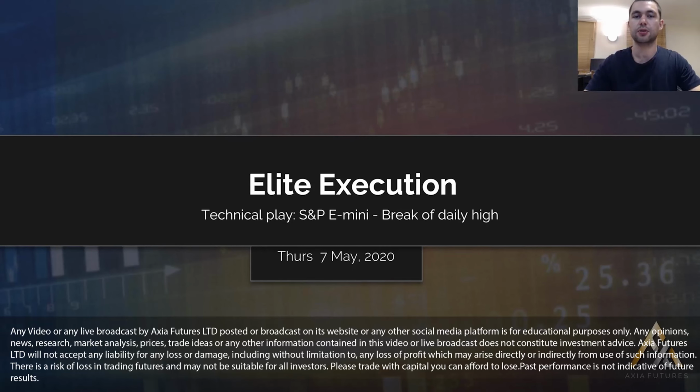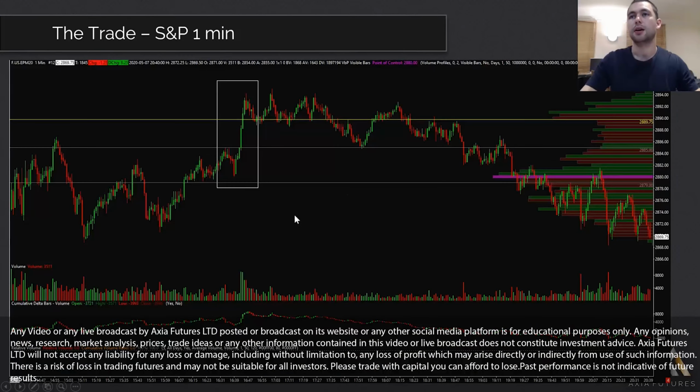Today I'm going to take you through an S&P breakout trade by one of the AXIA Elite Traders. So let's get into it. The chart that you can see here is the 1 minute chart of the S&P. So this is on the 7th of May.